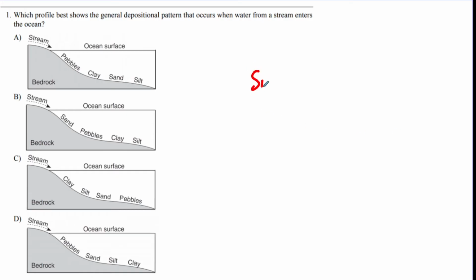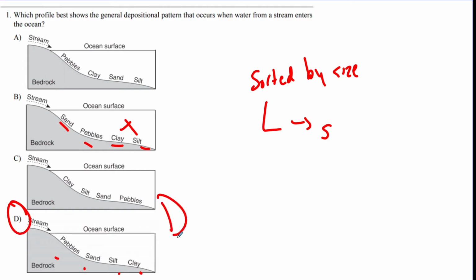So remember, it's going to be sorted by size, and it's always going to be from largest to smallest. So we want the boulders and the cobbles and the pebbles, sands, silt, and clay. So this looks like sand, pebbles, clay, silt. That's going to be wrong. We want pebbles, sand, silt, clay. So D is going to be your best answer.